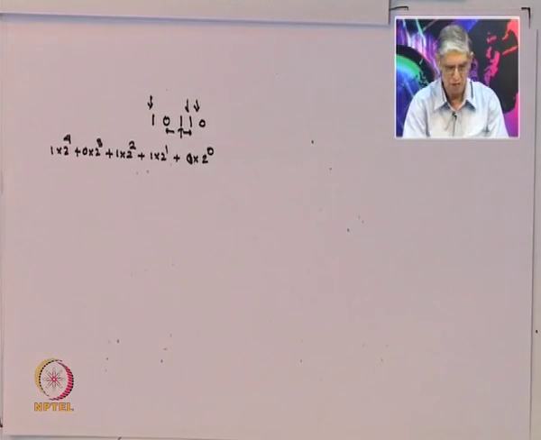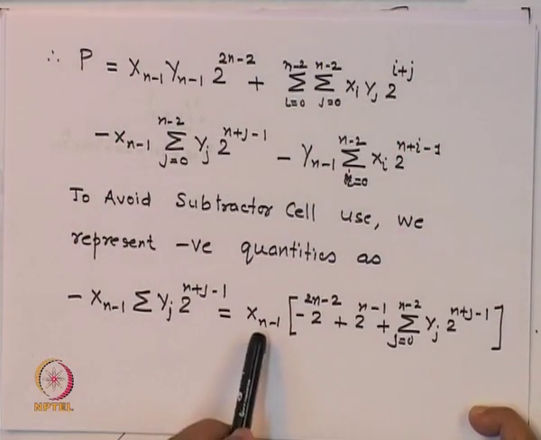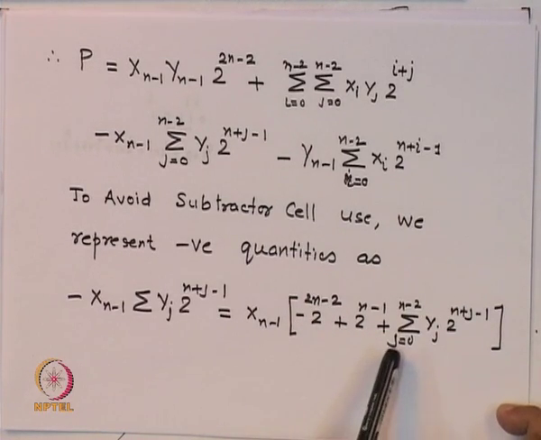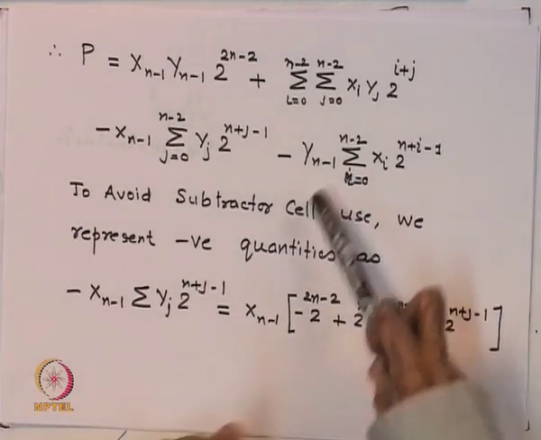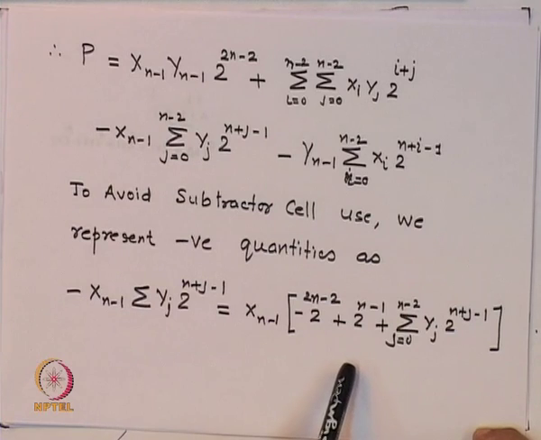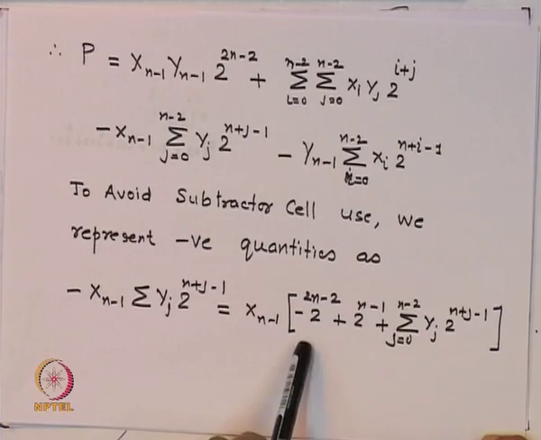So, this method of doing subtractions through a negative number can be represented as minus x n minus 1 y j 2 to the power n plus j minus 1, which becomes x n minus 1 times minus 2 to the power 2 n minus 2 plus 2 to the power n minus 1. Please remember, this is 2 to the power n minus 1 minus 2 to the power n minus 2, with j equal to 0 to n minus 2. Similarly, I can write for y: the minus y n minus 1 term can be rewritten in the same form as y n minus 1 2 to the power 2 n minus 2 plus 2 to the power n minus 1, with i equal to 0 to n minus 2, x i y n minus 1 2 to the power n plus i minus 1. So, I can write these 2 terms in these formats.